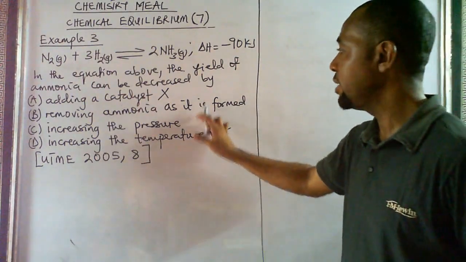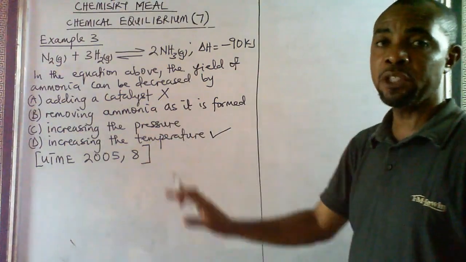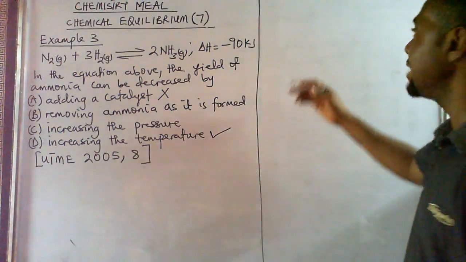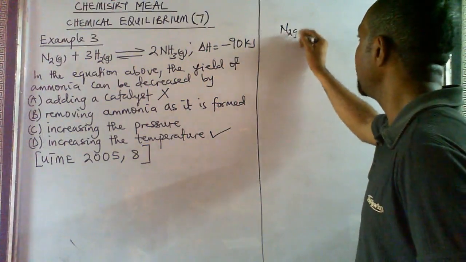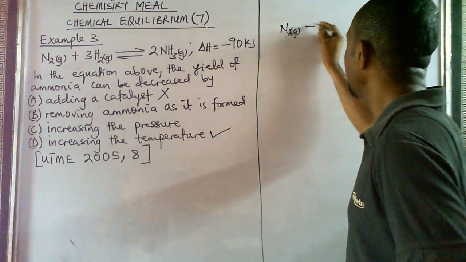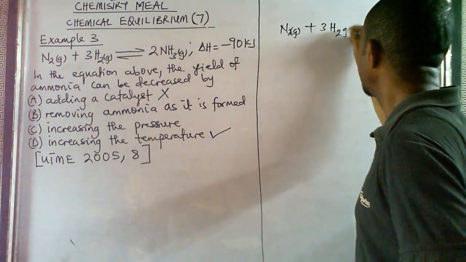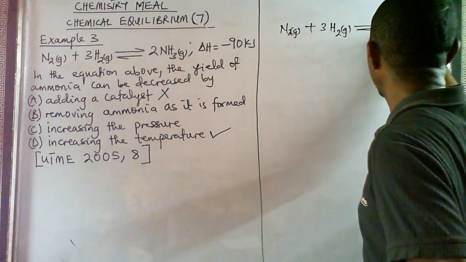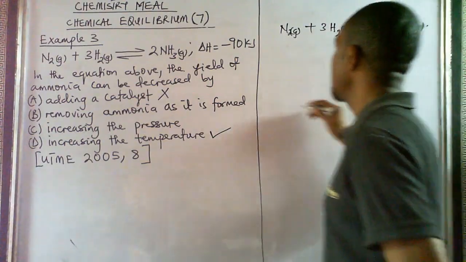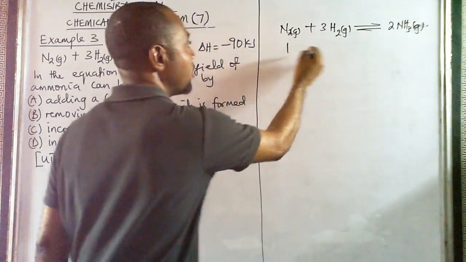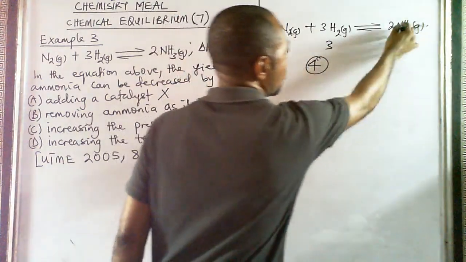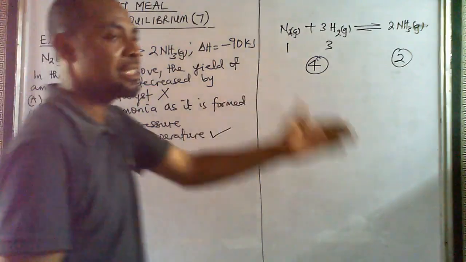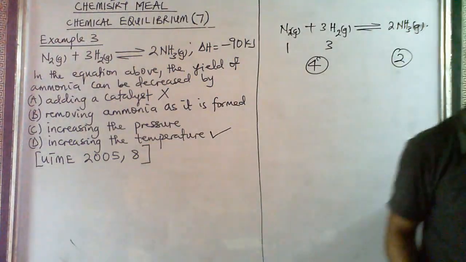Now let's see why these ones are not correct. Effect of pressure. Increase in pressure favors the side with what? With less volume or less mole. So if we look at this reaction, we produce 2 moles of ammonia gas. Now, how many moles of nitrogen and hydrogen do we have here? 1, 3. Total mole here is 4. Total mole here is 2. So increase in pressure will favor the side with less mole or less volume.